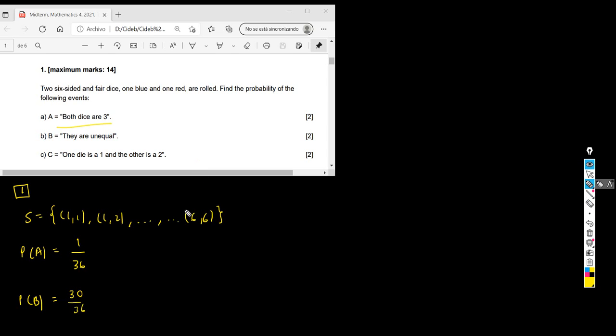to consider the cases in which they are equal. For example, this one, this one, this one, this one, this one, and this one: 1, 2, 3, 4, 5, 6. In these cases, they are equal, and that is the complement of B. 6 possible cases over 36 is the probability of B complement. And since you're trying to look at B, you know that this plus this must be 1, and that's how you get that the probability of B is 30 over 36. That's it.